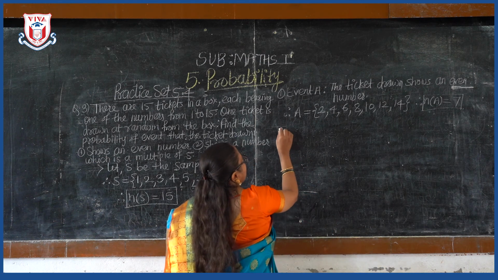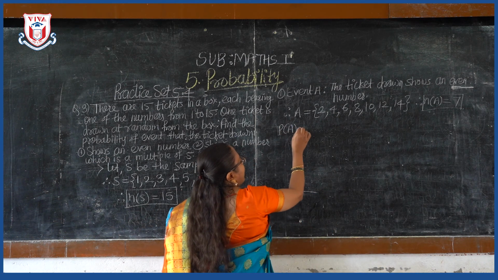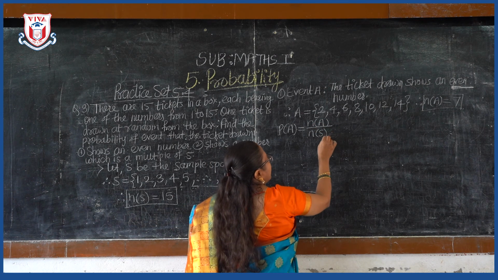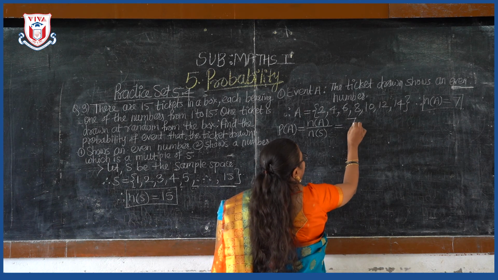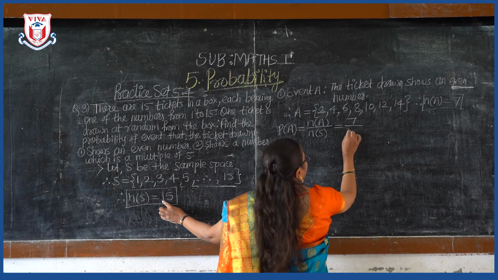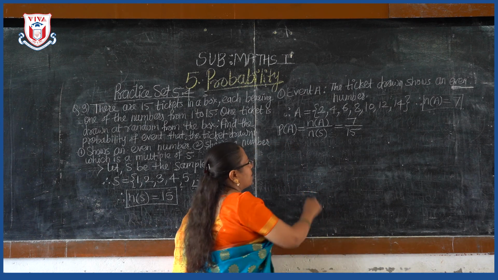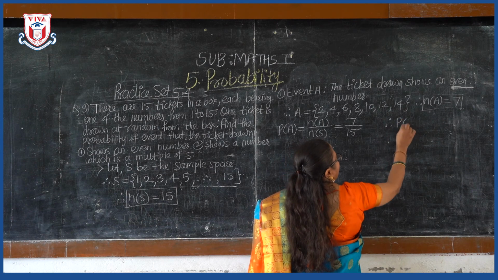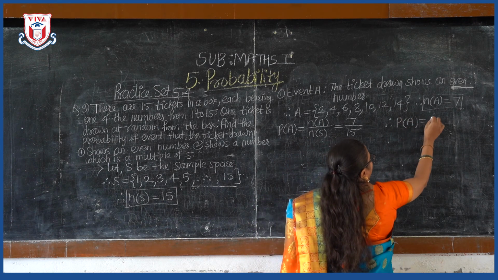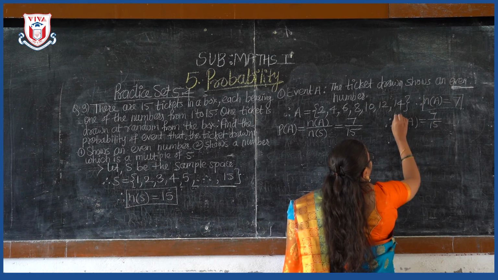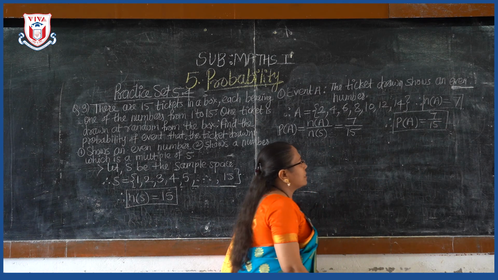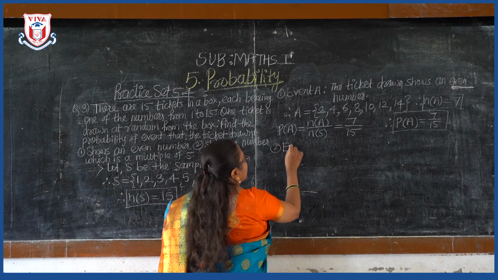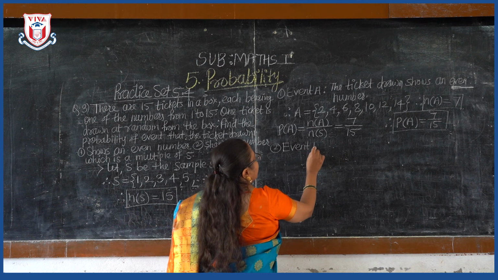Then find out its probability. P of A is equal to n of A upon n of S. N of A is 7, n of S is 15. So it is not divisible. So probability is 7 upon 15. Probability of event A is 7 upon 15. Second event, event B.